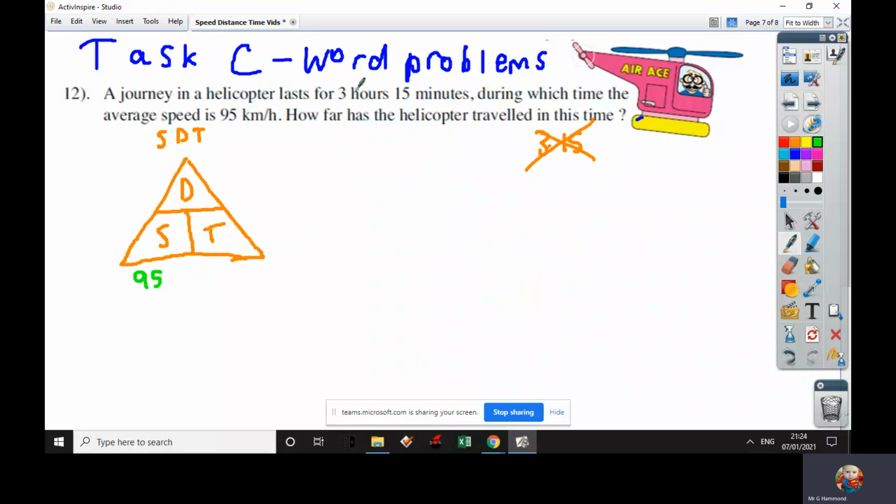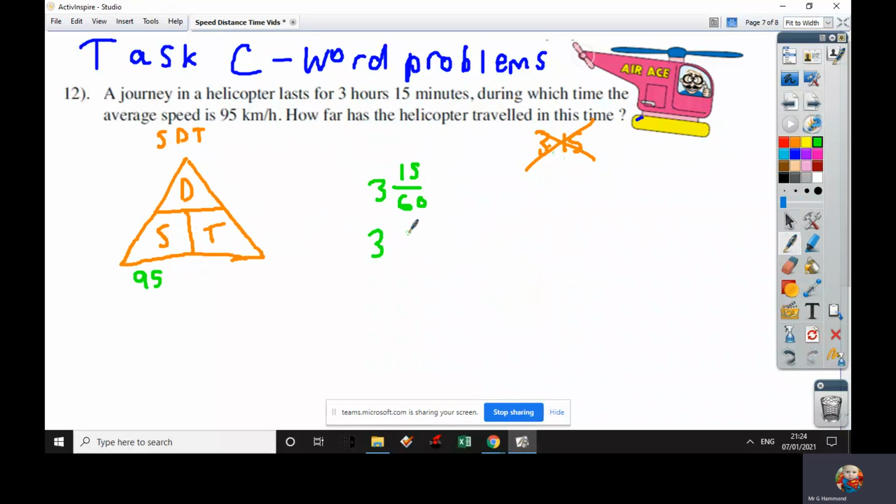The time is 3 hours, 15 minutes. But as I've already said, you can't just go putting in 3.15. You could get 3 marks for this question, and one of the marks is simply for changing the 3 hours, 15 minutes into the correct decimal. So 3 hours, 15 minutes is 3 hours and 15 sixtieths of an hour, because every hour has 60 minutes. 15 out of 60 simplifies. You probably would recognize that straight away as a quarter of an hour.